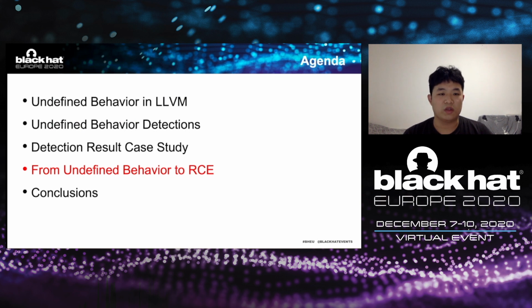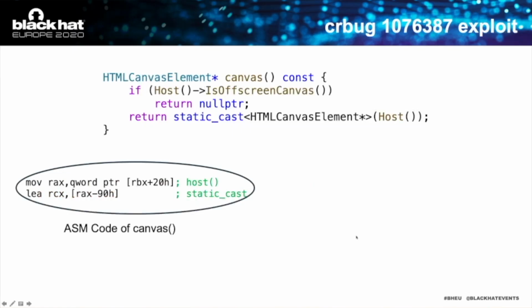To demonstrate the security threat of undefined behavior, we select one of those vulnerabilities to write an exploit. We successfully achieve remote code execution on the Chrome browser with a single undefined behavior bug. This is Chrome bug 10763887, shared in the previous slide. An OffscreenCanvas is incorrectly cast to HTMLCanvasElement. Here is the disassembled code of this function.